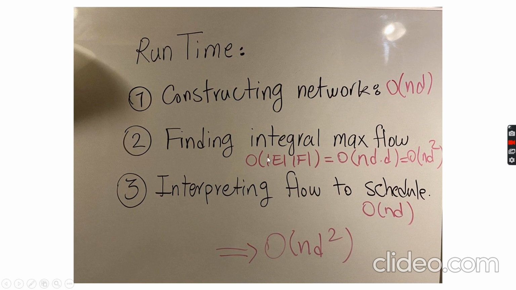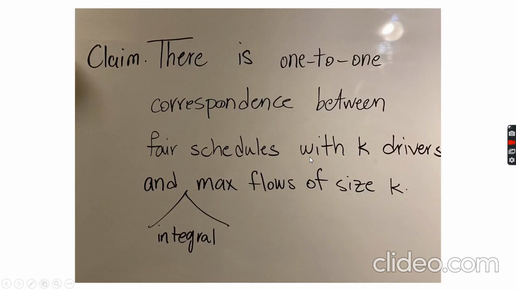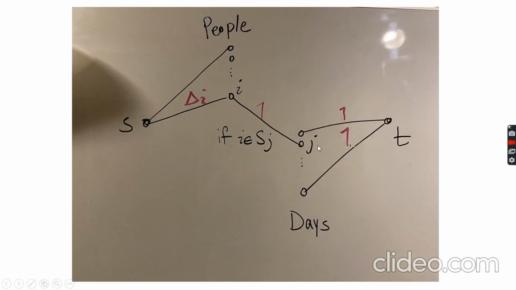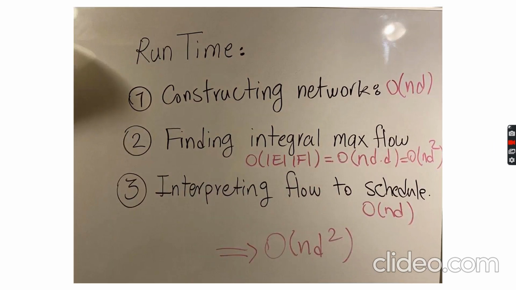Now, what we do is we find a max flow in this graph. We know that the time it takes to find a max flow in a graph is E times F, where F is the size of the flow and E is the number of edges. We said that the number of edges is nd. And we note here that we have d nodes here, each with an edge to t with capacity 1. So the maximum flow that this network can have is d. And so here we have nd times d, O of nd squared, is the time that phase 2 takes.